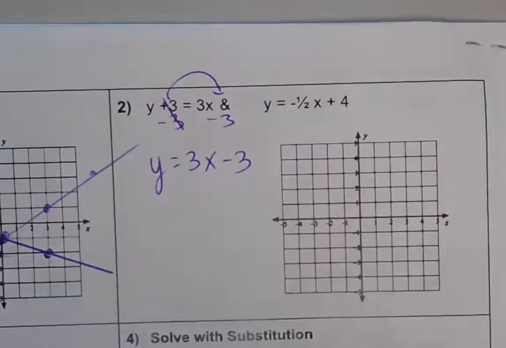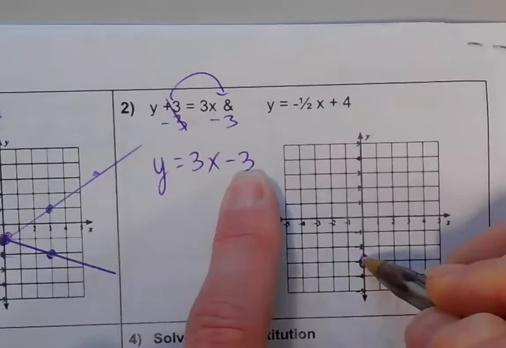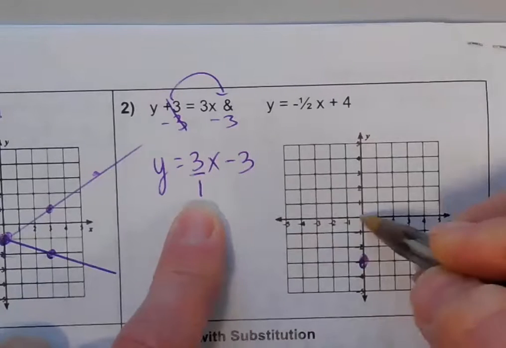Okay, so I'm starting at -3. That's my start point. So you always start with the y-intercept. My slope is 3. You can put it over 1, so rise 3, run 1.